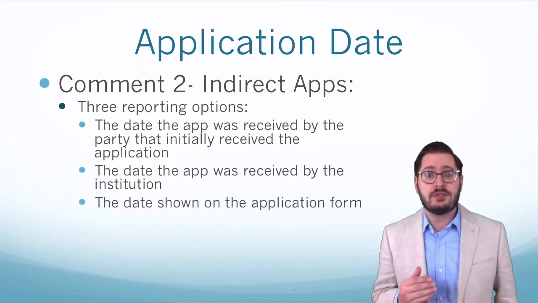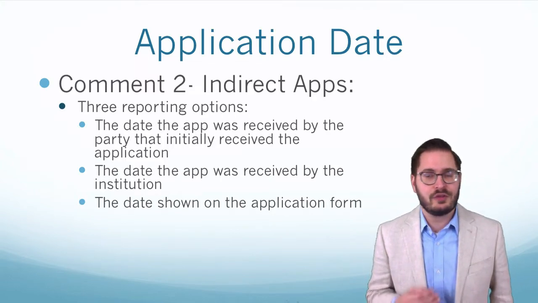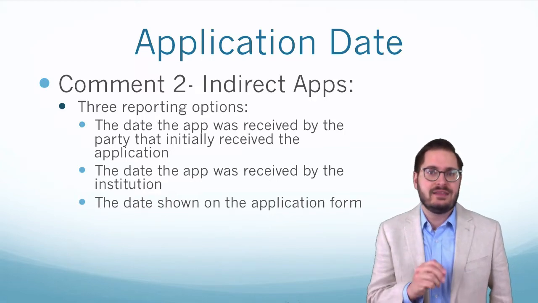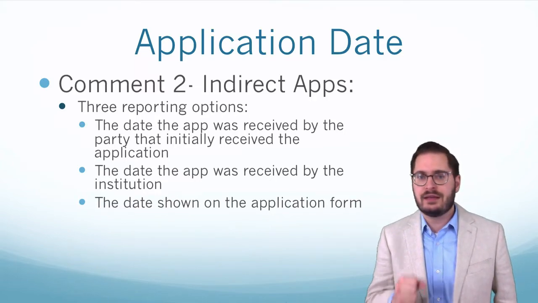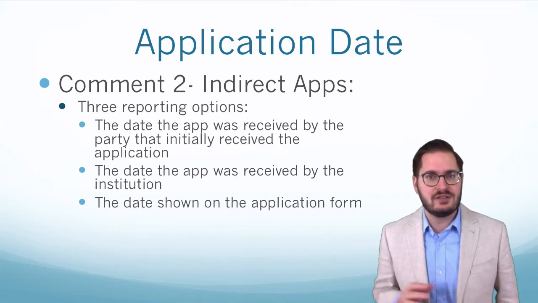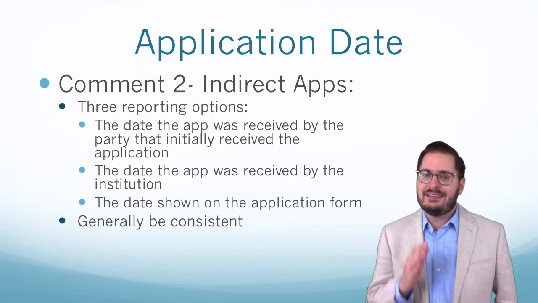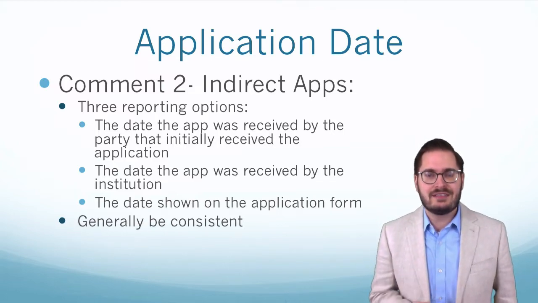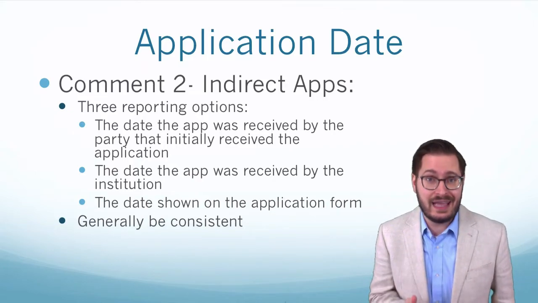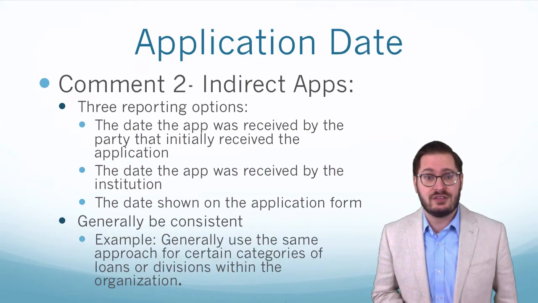Now, the third option would be the date shown on the application form. So this could be the date the applicant signed it. It could be the date of the broker. It could be another date stamped. So there's so many different options here. You just have to pick one and be consistent. That is the key, is to generally be consistent in how you approach this, just like how you approach the application date when you receive an application directly through your financial institution.